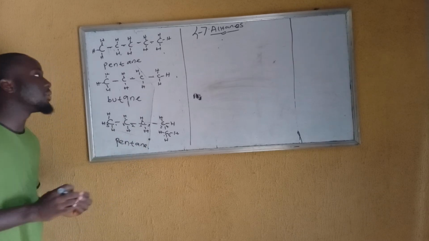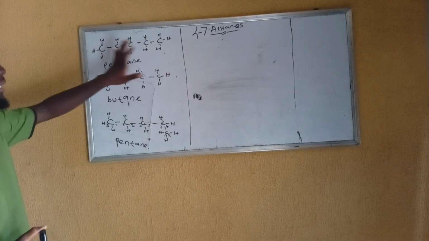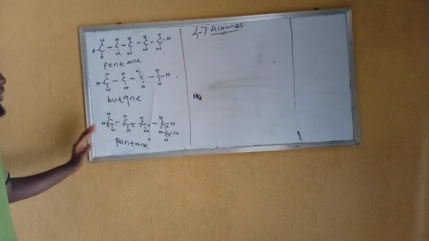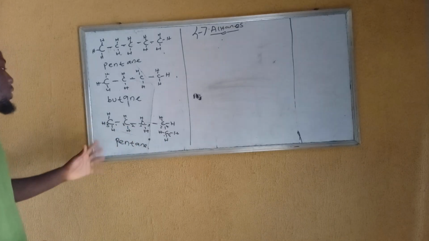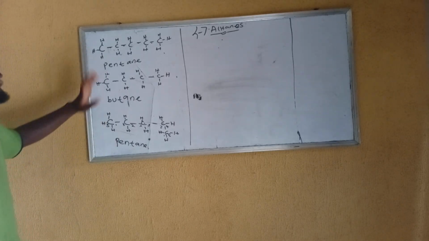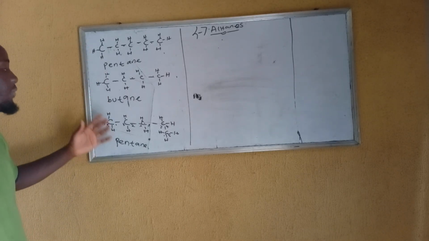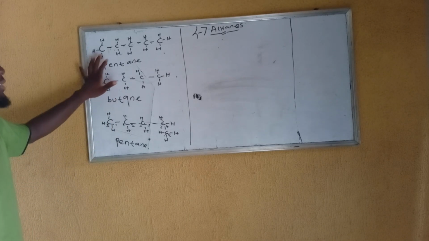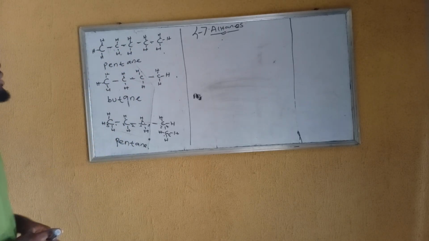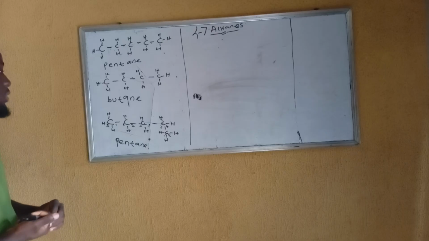A. Can you now see? This is an example of pentane in form of a straight chain. And this is another example of pentane in form of a branch chain. Either of the two, given a particular question, we still call it pentane. This one is just straight, and this one is the branch. This is the straight pentane and this one is a branch pentane. So let's now see another example.